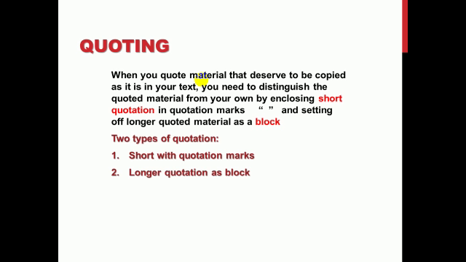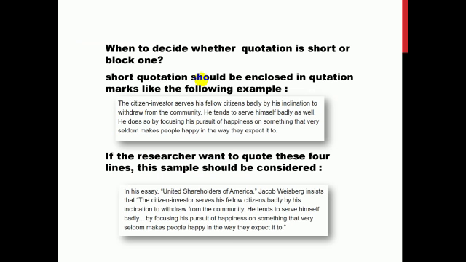So in this case, we have two types of quotation. We have short quotations with quotation marks, and we have longer quotations, which are dealt with as a block. Here we have some examples of those two types. When do we decide whether a quotation is short or a block one? How do we know that this quotation I can consider as short, and that quotation I can consider as long or block?